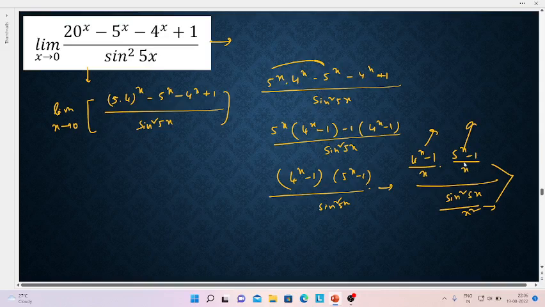Then after that you have to try to simplify these things. You have to try to make this an easier form of a constant term, then you can easily find out the value of this particular thing. This is the hint, and in the upcoming lecture we will solve this question.